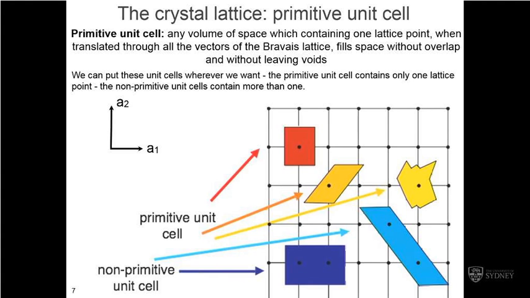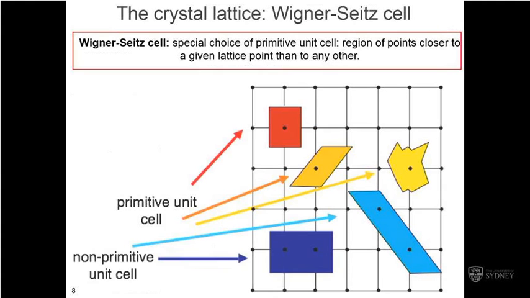Okay, the next important definition is the so-called Wigner-Seitz cell. So what is a Wigner-Seitz cell? It's a special choice of primitive cell. Okay, so it's still only got one lattice point, but it is a region of points closer to that particular lattice point than any other lattice point. So basically, the lattice point usually sits in the center of it.